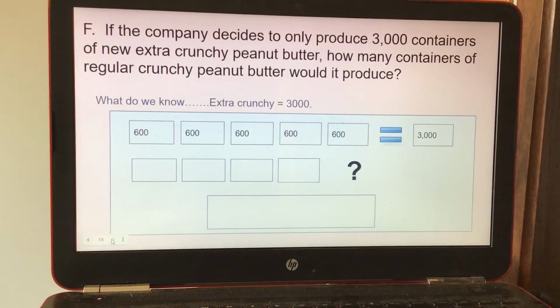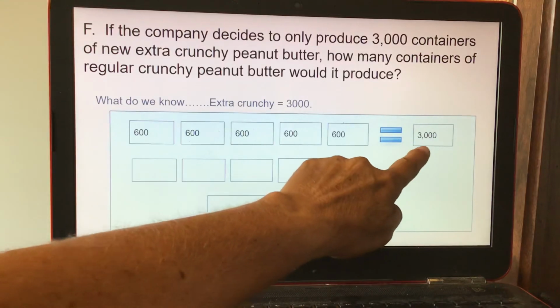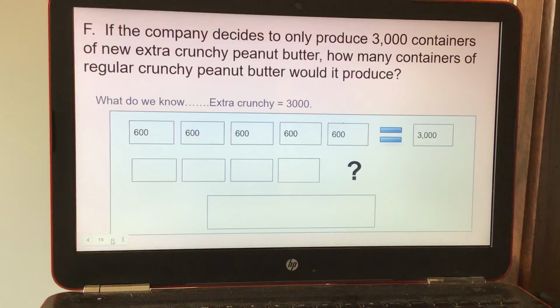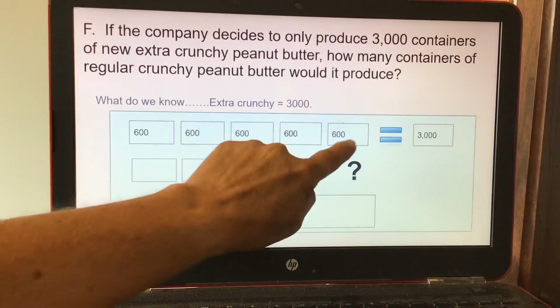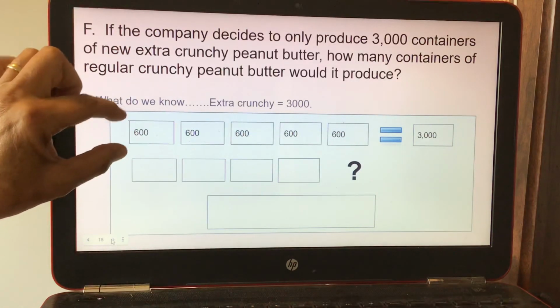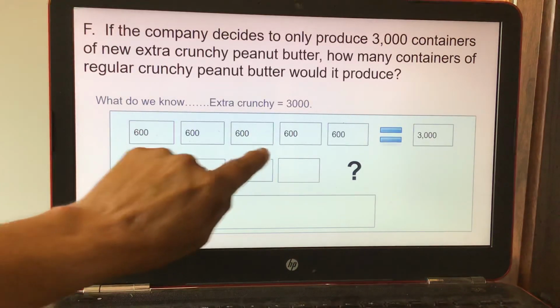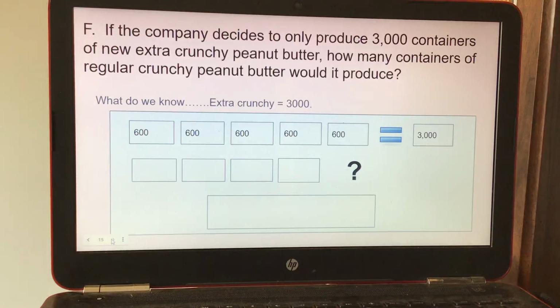If the company decides to only produce 3,000 containers of new extra crunchy peanut butter, how many containers of regular crunchy peanut butter would it produce? What do we know? We know that the extra crunchy, they gave us 3,000. I know there's 5 parts to the extra crunchy, so I could divide 5 into 3,000 and figure out that each part of that 5 would be 600, okay? I could also put the 600s here. So 600 times 4 would give me my answer for F.